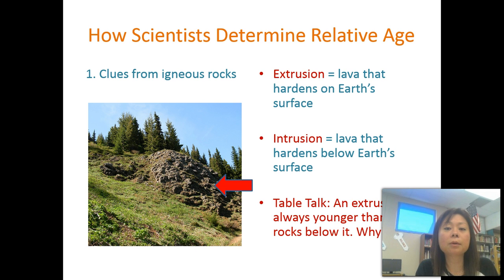You know that the rock was there before and then the extrusion covered it, so you know that the extrusion is younger. Intrusion is when lava hardens below the Earth's surface, and think of the prefix in or inside. Intrusions are also younger than the rock that they cut through.